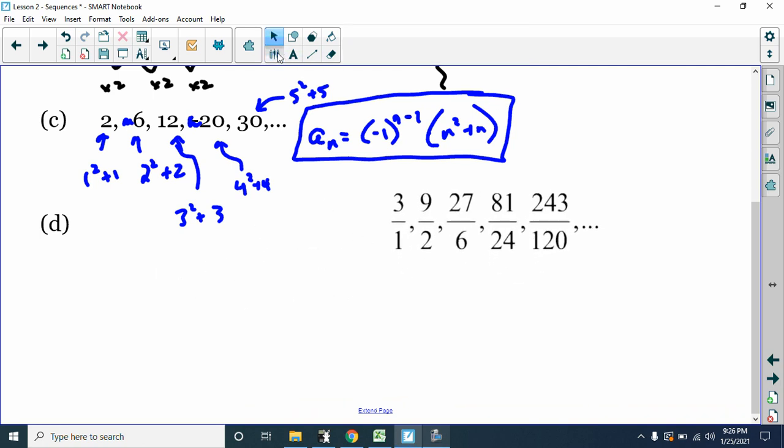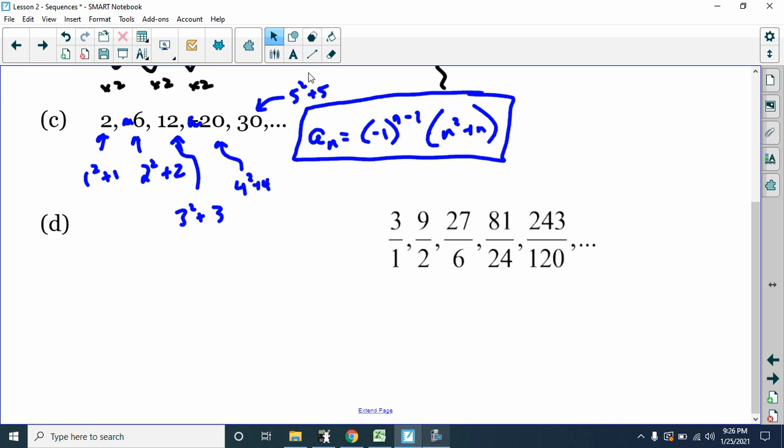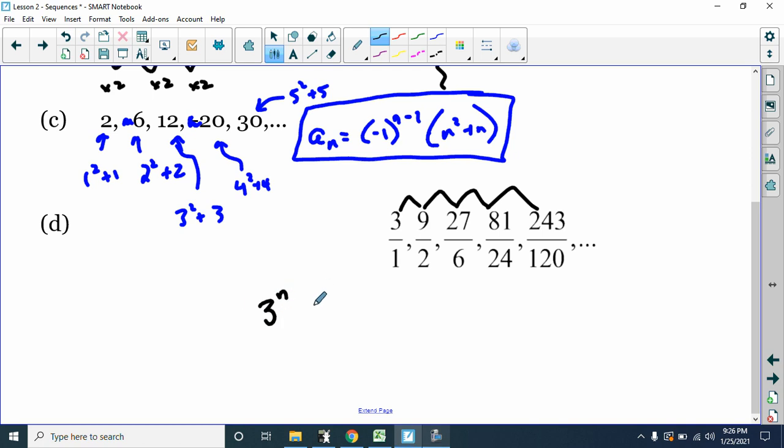This one, it's got a different pattern on the top than it does on the bottom. You can worry about each one individually. So this one is times 3, times 3, times 3, times 3. So the top is 3 to the n. If I plug in 1, I get 3. Plug in 2 gives me 9, so I don't need to worry about the -1 or anything.